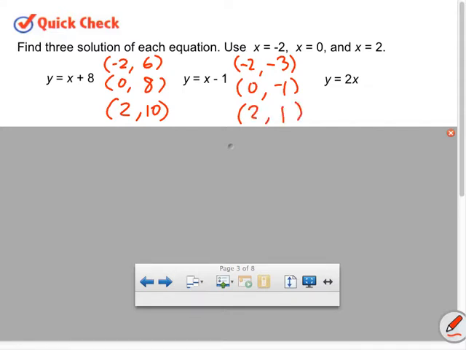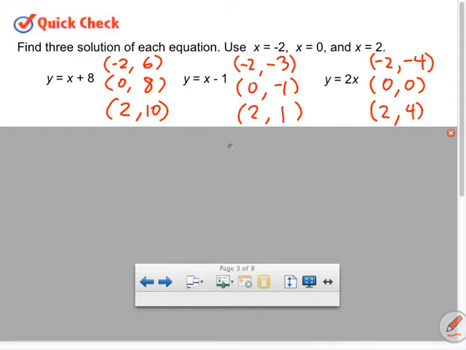And then my last solution, for x equals 2, what do I get back? Positive 1. Okay. Now the last equation, who can tell me the first solution? Negative 4, very good, you guys remembered your rules. Multiplying a negative times a positive gives you back a negative. What about x equals 0, what do I get back for y? Zero, so 0, 0. What do we call that coordinate? The origin, very good. And if I substitute 2 in for x, what do I get back for my y? Positive 4.